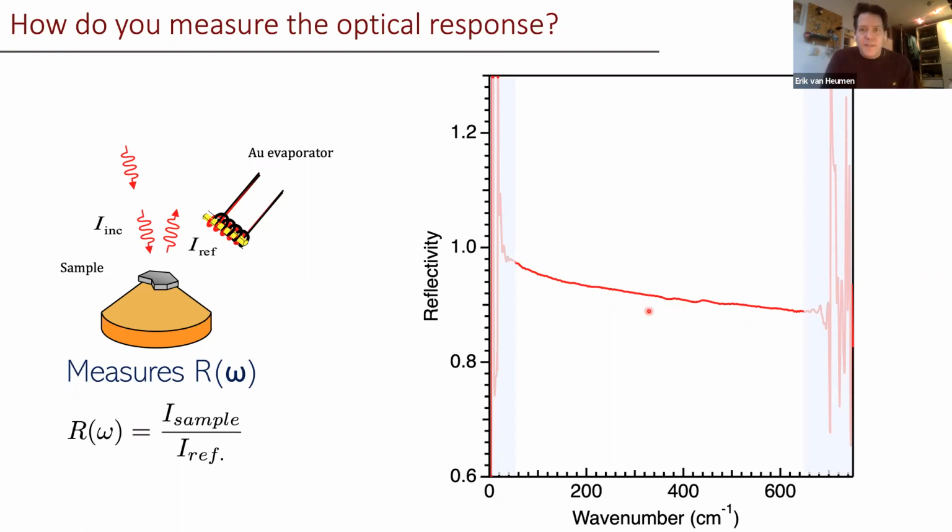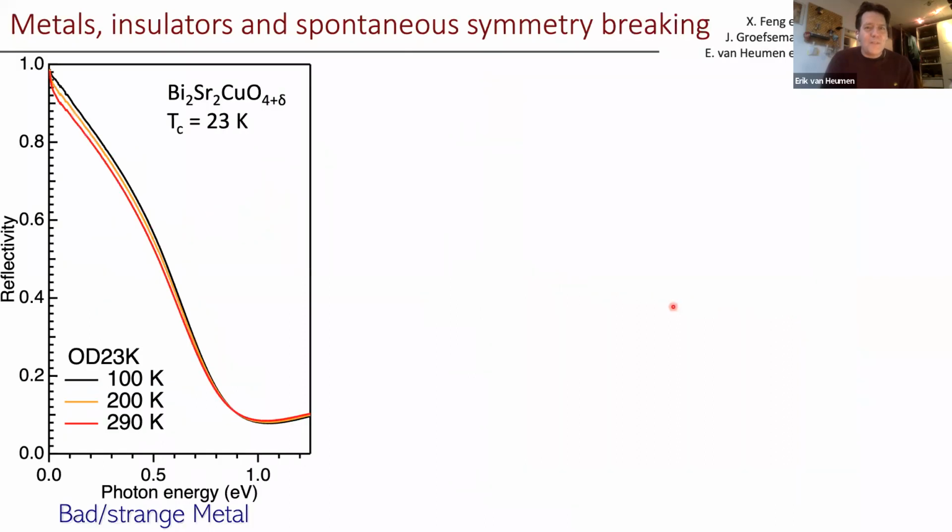So reflectivity data usually doesn't say so much to people. So I'm going to give it a try and tell you a little bit about it anyway. I wanted to show you 3 examples. And the first one is a high temperature superconductor. This is the specific material. It's a superconductor with a critical temperature of 23 Kelvin.